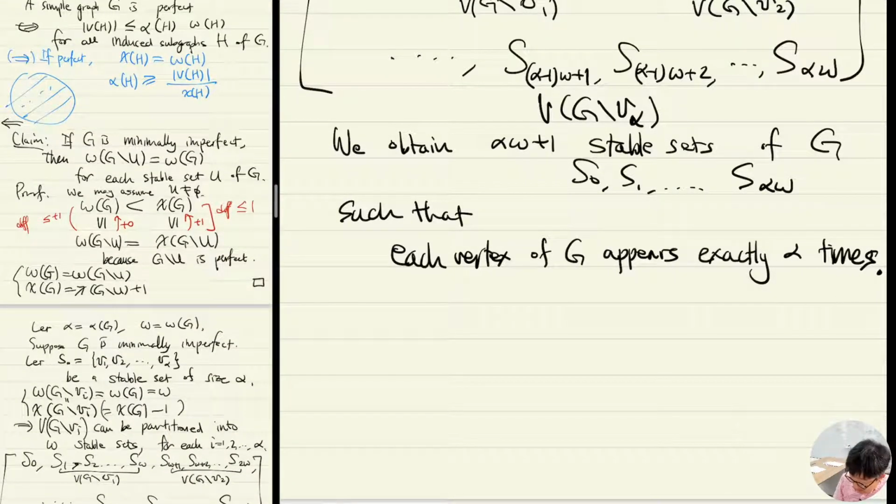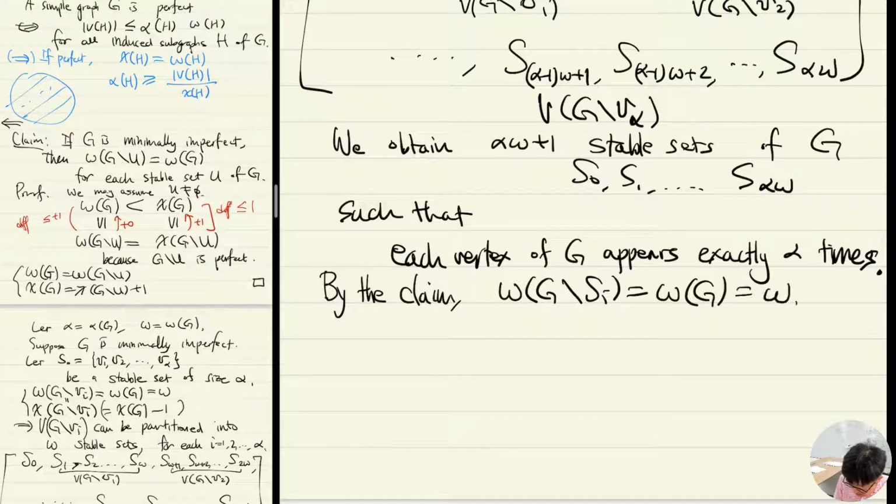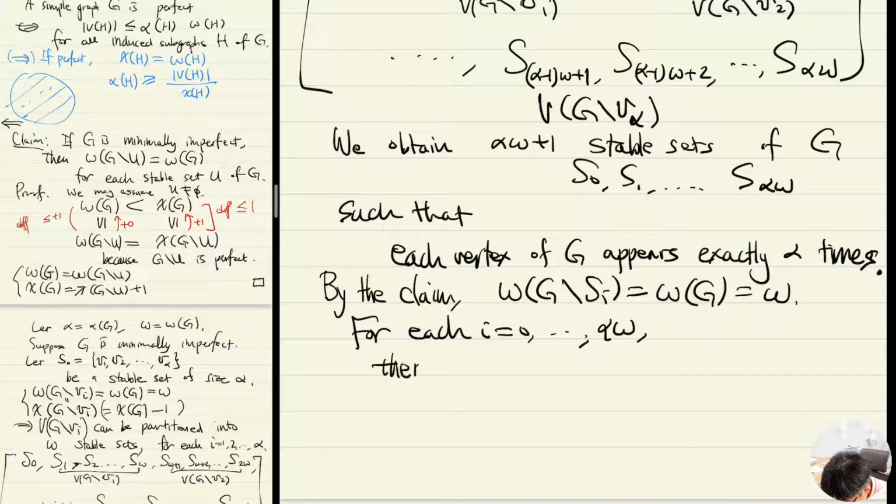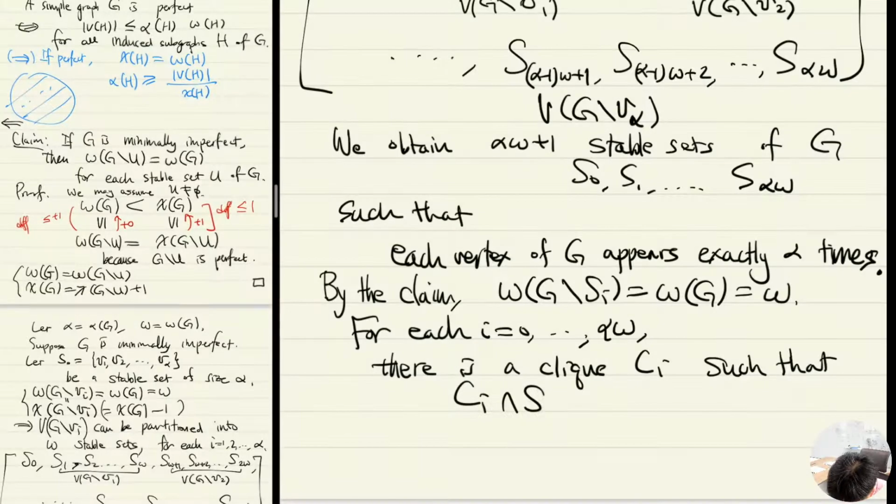All right, now we're going to use the claim. When I delete the stable set, I can find the clique. By the claim, omega of G delete Si is equal to omega of G, which is omega. So for each i, 0 up to alpha omega, there is a clique Ci such that Ci intersection Si is empty, and the size of Ci is omega.